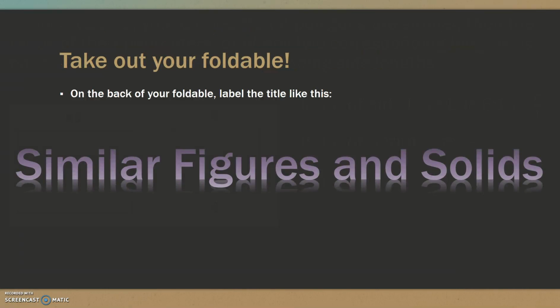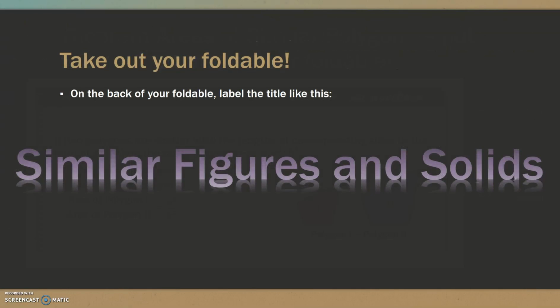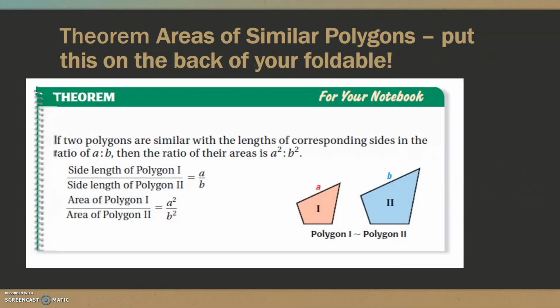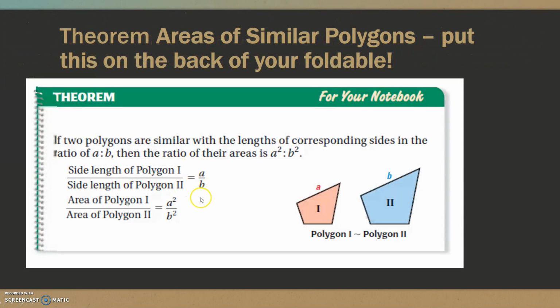Now take a look at this real quick. What I want you to notice is that it's going to be 6 squared and 1 squared. This won't reduce any farther. That's why it's going to be directly related. So go ahead and take a moment and write this down. Side length or perimeter is going to be a over b, and if I want to do anything with area, I would do a squared over b squared.